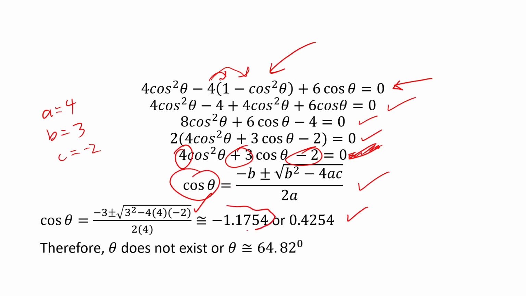Well, cos theta cannot be a number greater than 1 or a number less than negative 1. So that's an extraneous solution. Our only valid solution is 0.4254. If you look at the original diagram, you know theta has to be between 0 and 90 degrees. So what we do is we determine the cos inverse of 0.4254, and we determine that value only between 0 and 90 degrees, and we get 64.82.